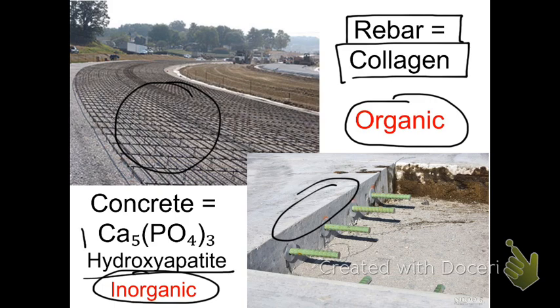And here is the formula for hydroxyapatite. You see that it is calcium and phosphate, Ca and P. Don't worry about the specific arrangement of those atoms, but just know that it's a calcium phosphate matrix that makes up the inorganic portion of your bones.